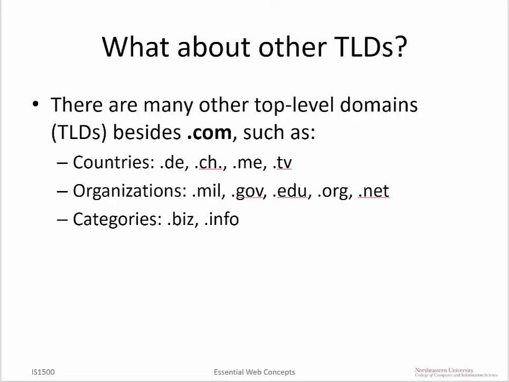There's also categorical domain names like .biz and .info that are also used now because we are no longer able to support all the websites under .com.